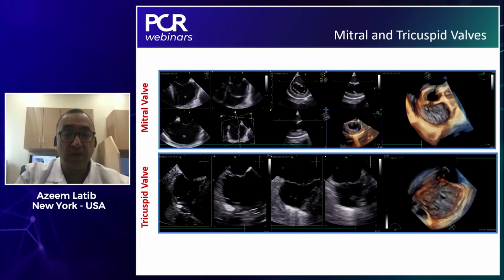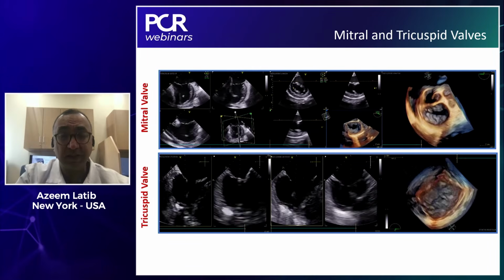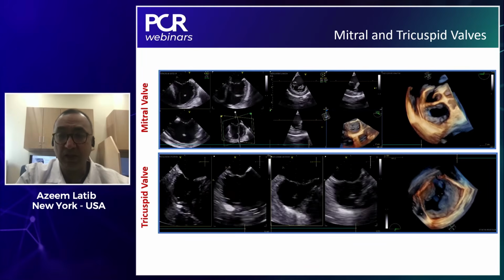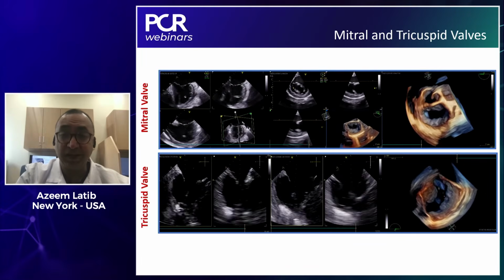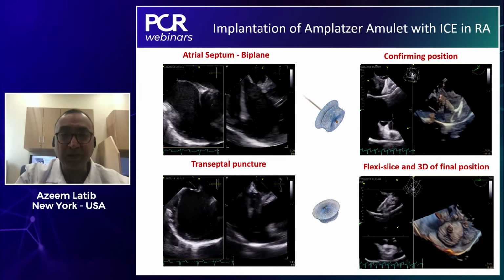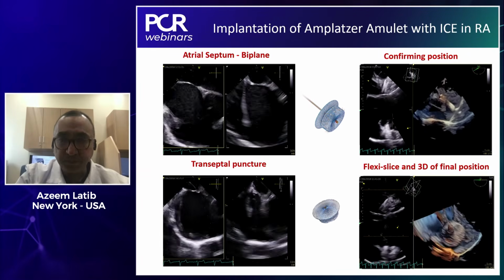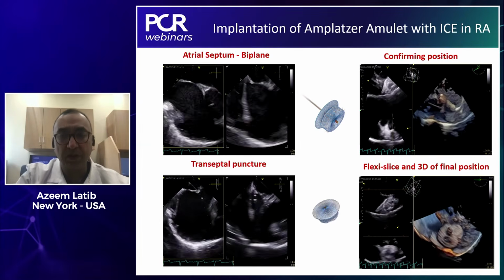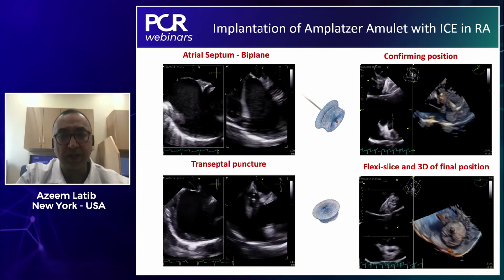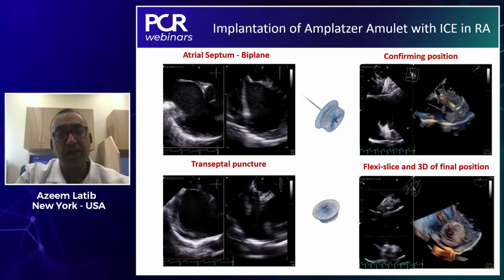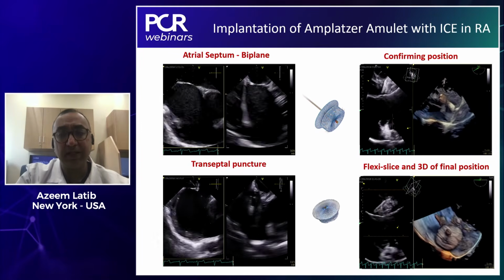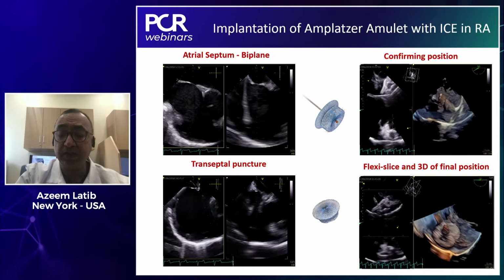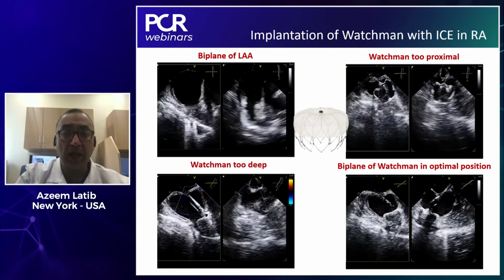Very good 3D imaging, very good flexi slice. And even if you look at the mitral and tricuspid valves on 3D, really impressive imaging. It would sometimes be hard to distinguish this from TEE. Here's an example of an LAA closure done with the 4D ICE using the Amulet device, where again, having the ability to use flexi slice really allows you to be sure where you're implanting and that you're getting no leak.